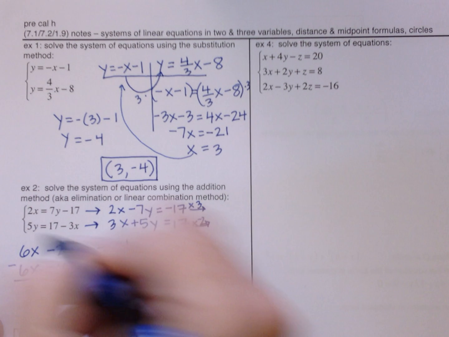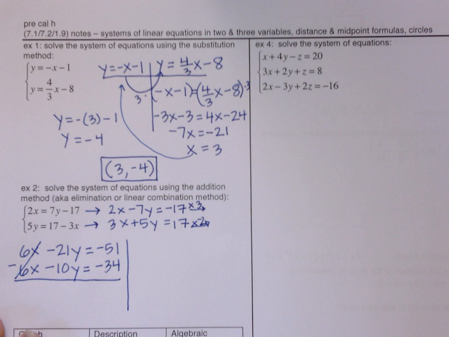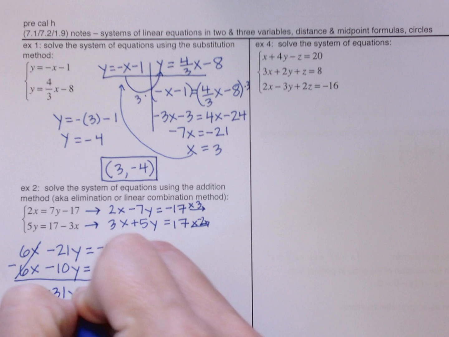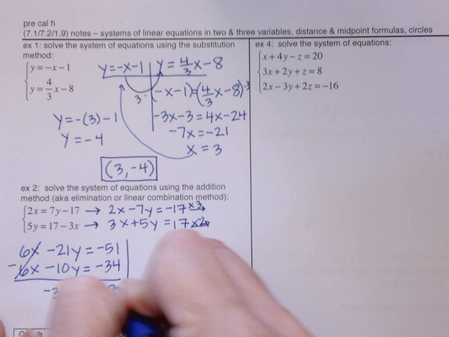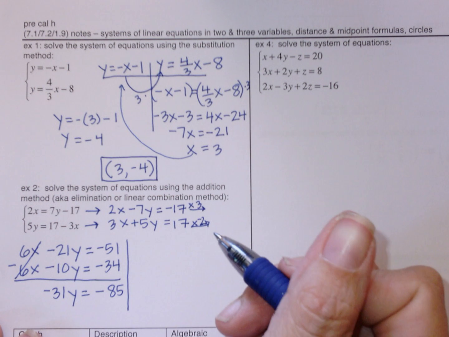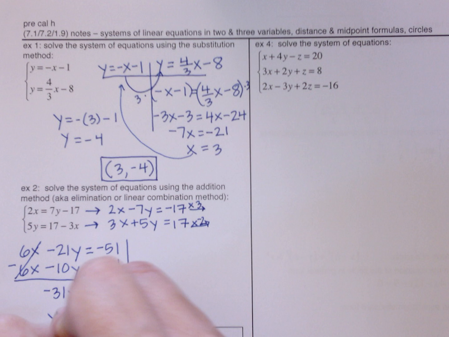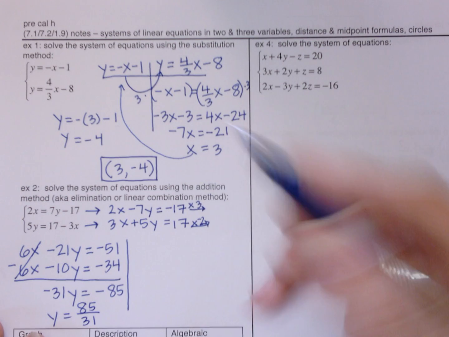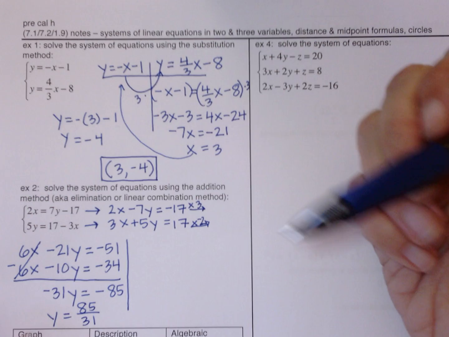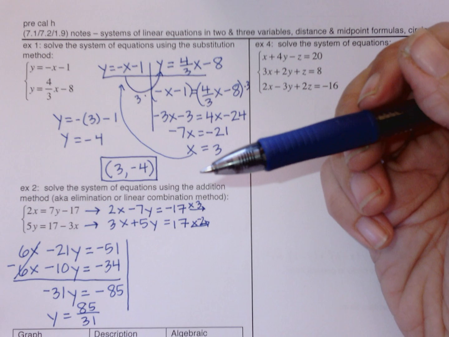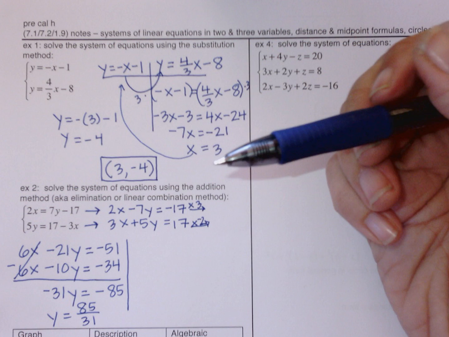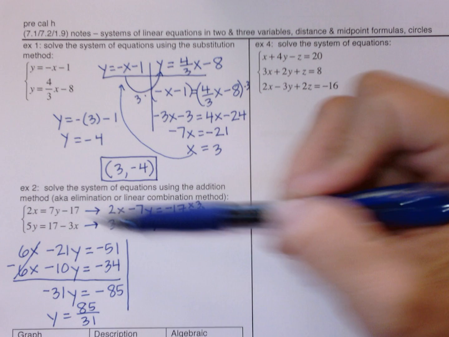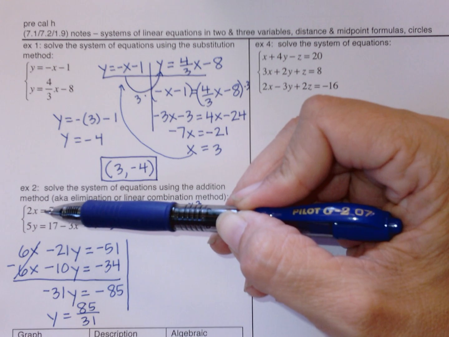And now you can see when I add those two equations together, I eliminate that one, and I end up with negative 31y equals negative 85. And when I divide, I get y equals 85 over 31. And it's no longer negative because a negative divided by a negative is positive. So here's something that you probably haven't done in Algebra 2 or in Algebra 1. Usually once you find your y, you plug it back into the equation to find your x.